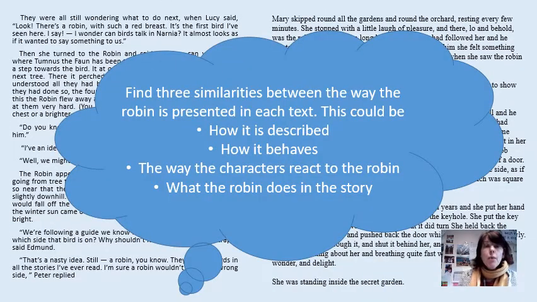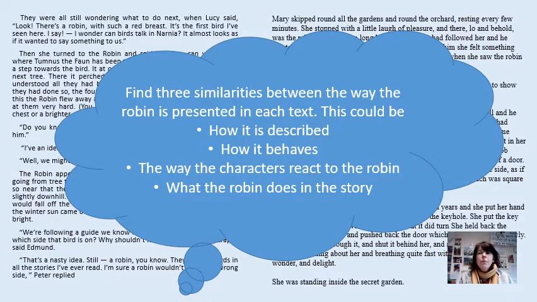So using your worksheet, go to task 2 now, and what I would like you to do is to find 3 similarities between the way the robin is presented in each text, and you could focus on how it's described, how it behaves, the way the characters react to the robin, and what the robin does in the story. So use the table to put the similarities side by side and jot down your ideas.